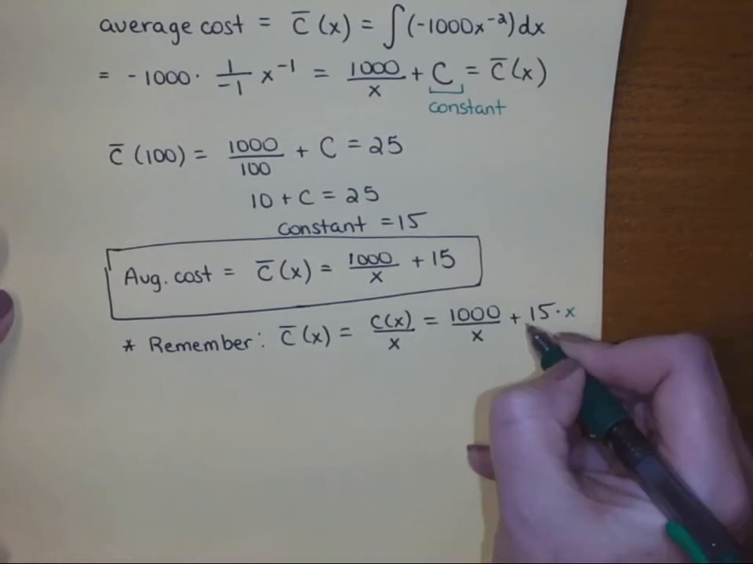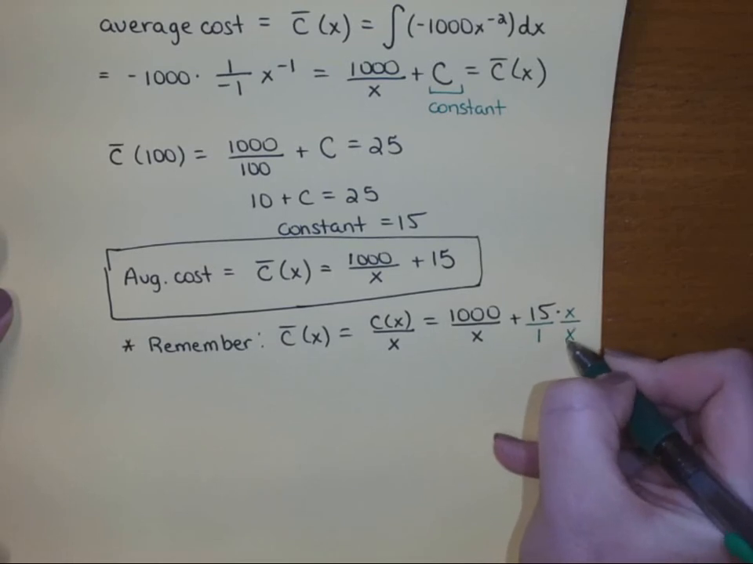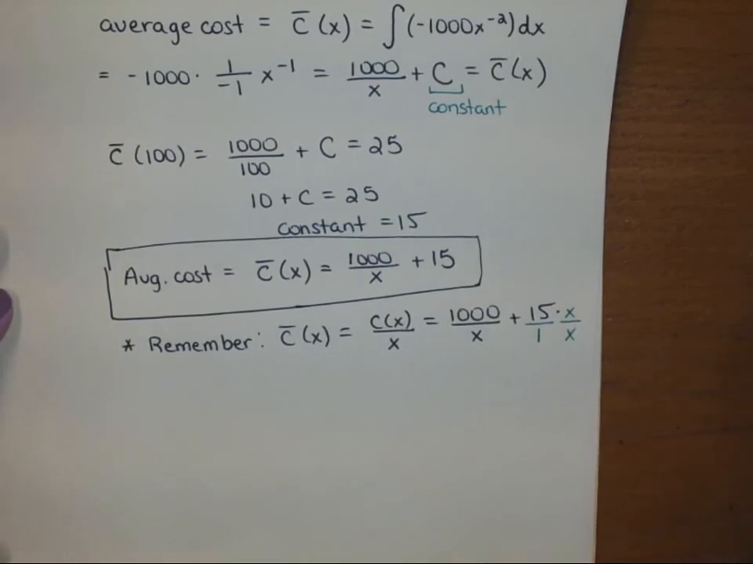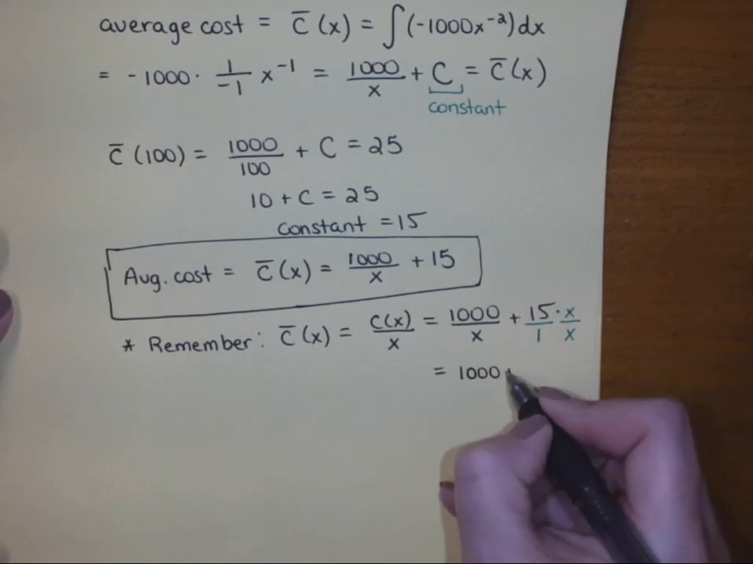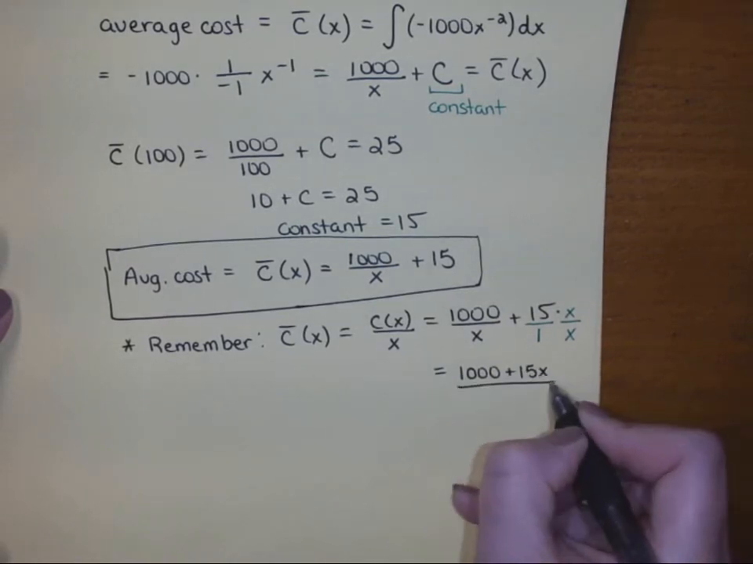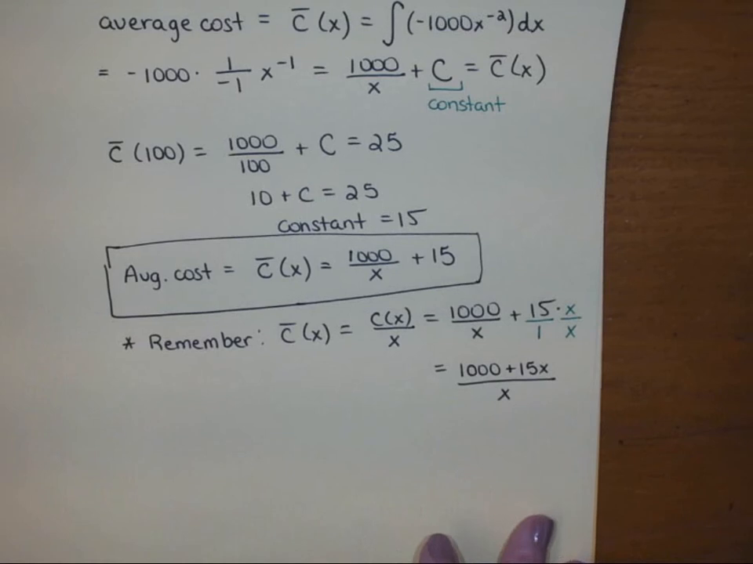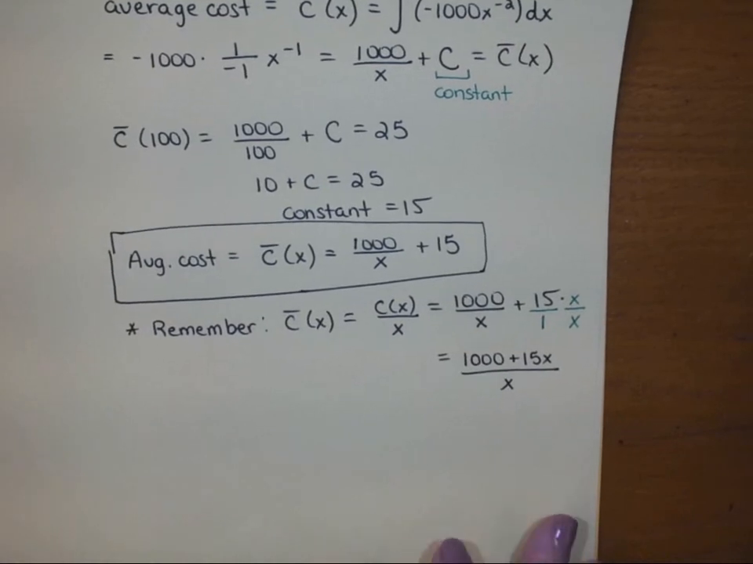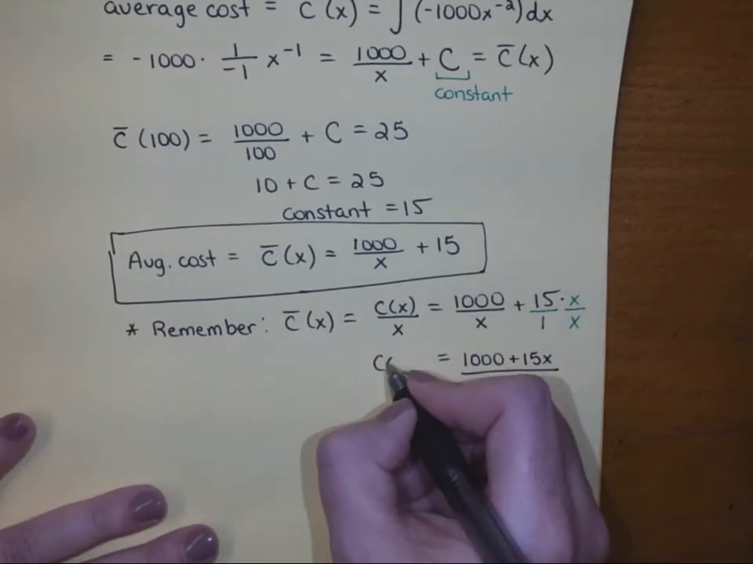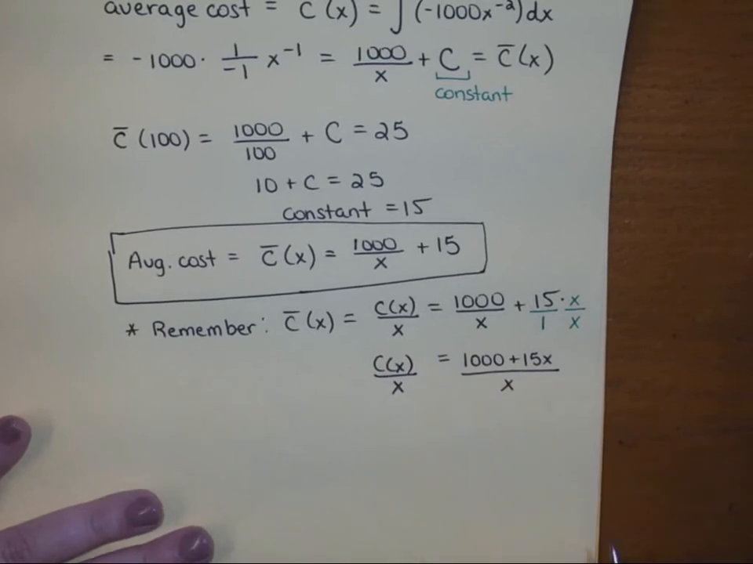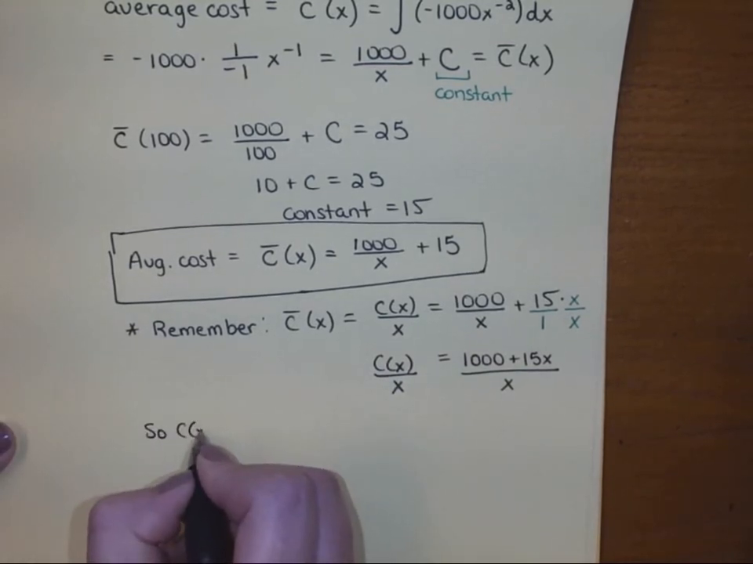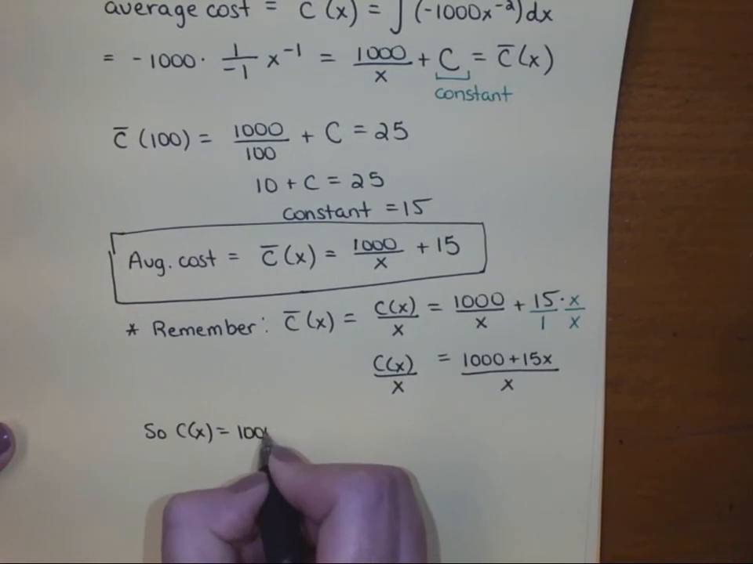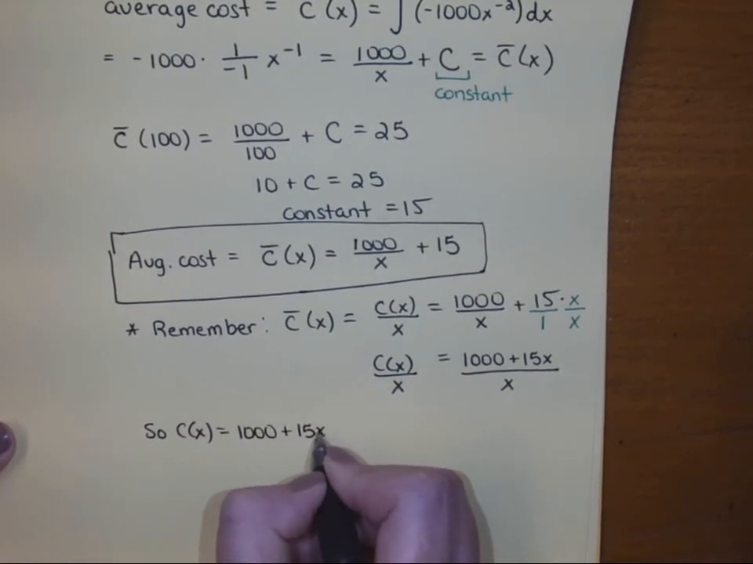So we need this to look like this, and notice we have this plus 15 kind of hanging out there. So we're going to consider this to be over 1. We're going to multiply by x over x so that we can combine these together. Notice when I do that, I get 1,000 plus 15x over x. So now we have something that looks like c of x over x. So c of x is going to be 1,000 plus 15x.